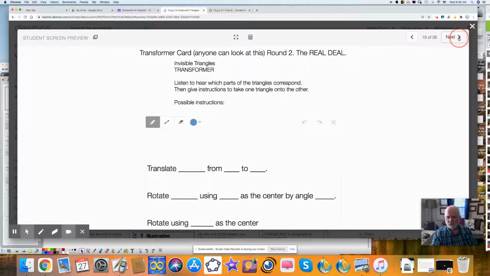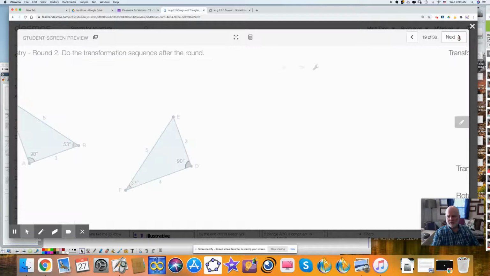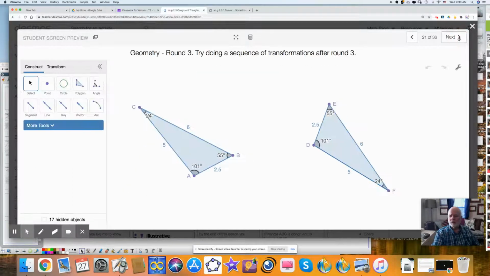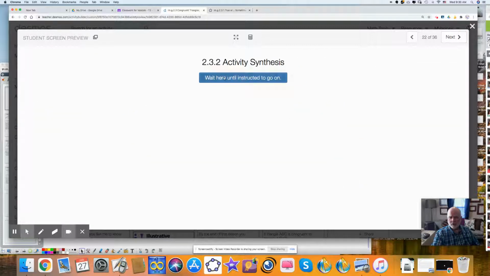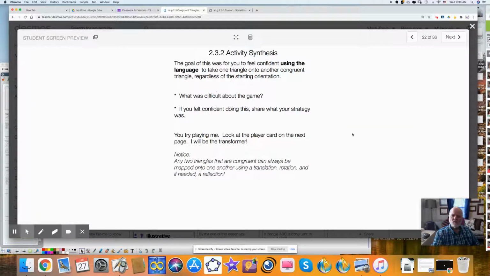And you do this on each of these. There's actually 3 times that we did this. And I've given you the opportunity to do it in Desmos as well, so that you can try it on your own. And then for the synthesis, the goal of this was to get you to be confident in using the language of taking one triangle onto another, a congruent triangle, regardless of the starting orientation. And you can always do this with a translation, rotation, and a reflection. And you may not need all 3 of those, but you can always get one onto the other with a translation, rotation, and reflection.